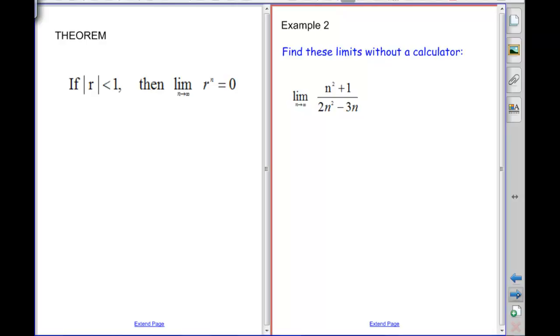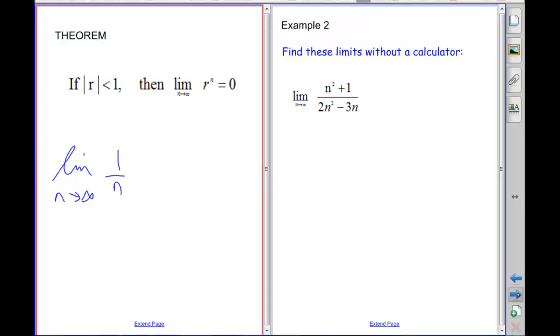So let's try these without a calculator now. The limit as n goes to infinity of (n squared plus 1) over (2n squared minus 3n). Let me give you another limit too. The limit as n goes to infinity of 1 over n, we just talked about that equaling 0, right? That's a little different than this, isn't it?